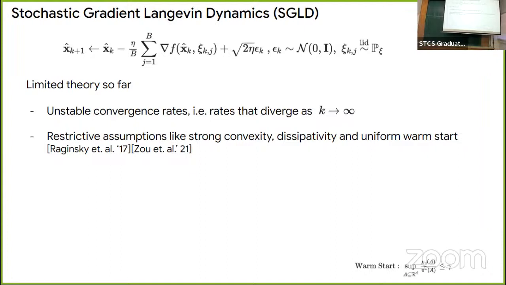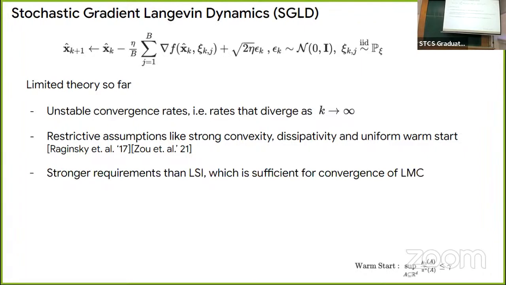What do you mean? Uniform warm start means that the Radon-Nikodym derivative of the initial measure with respect to the target is uniformly upper bounded, which is very, very stringent when you're doing unbounded domains. It doesn't even work for Gaussians with different variances.